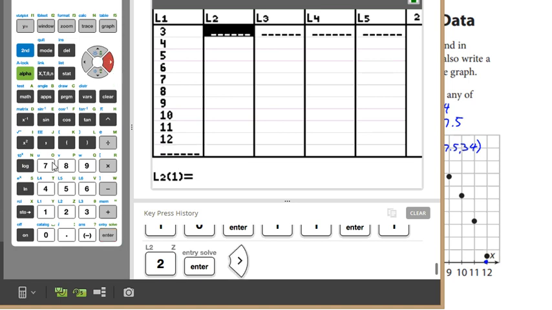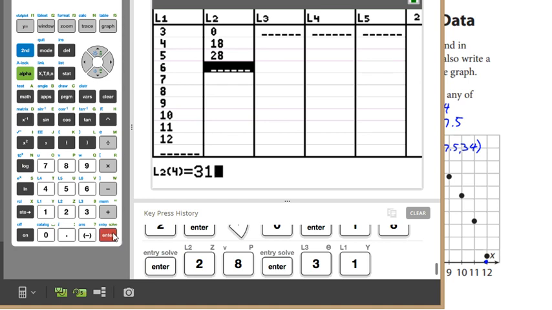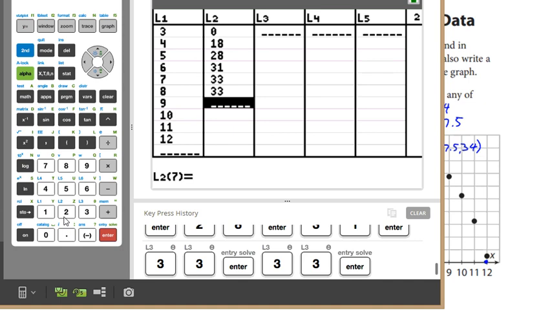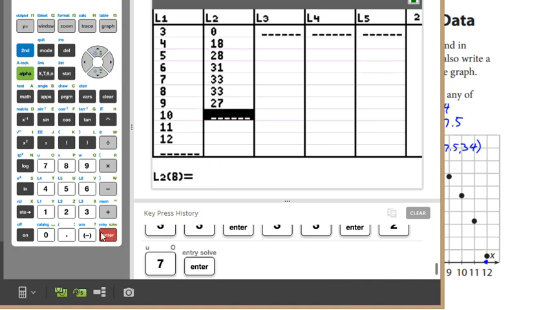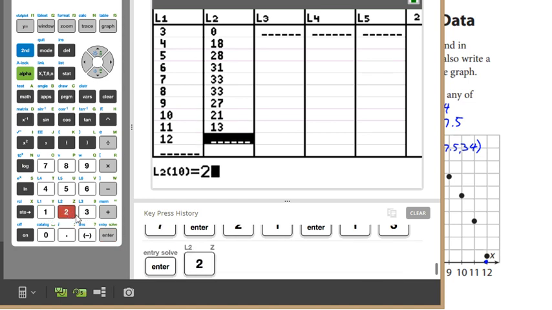Now the f of x data that corresponds, we have 0, and we have 18, 28. Again, I'm just entering off the data from the table. 31, 33, 33, 27, 21, 13, and the last one we have is 2.